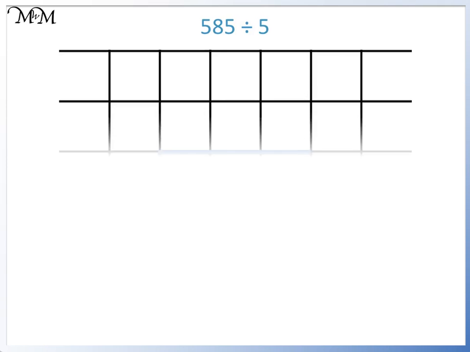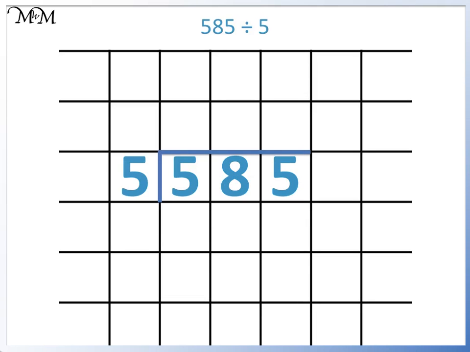In many cases, the number that you are dividing by may not divide completely into each digit of the number you are dividing. For example, 585 divided by 5. 5 divides into 5 once, so we write 1 above. Now for 8 divided by 5. 5 fits into 8 once, so we still write the 1 above.